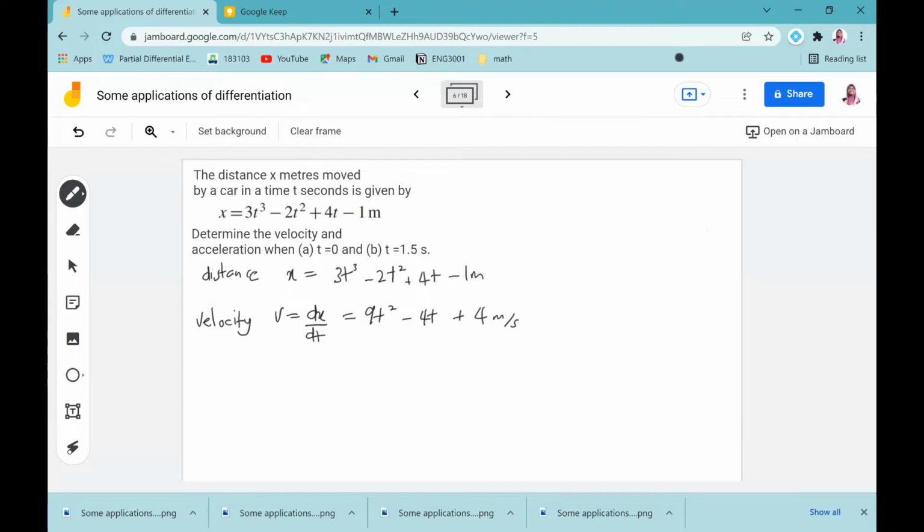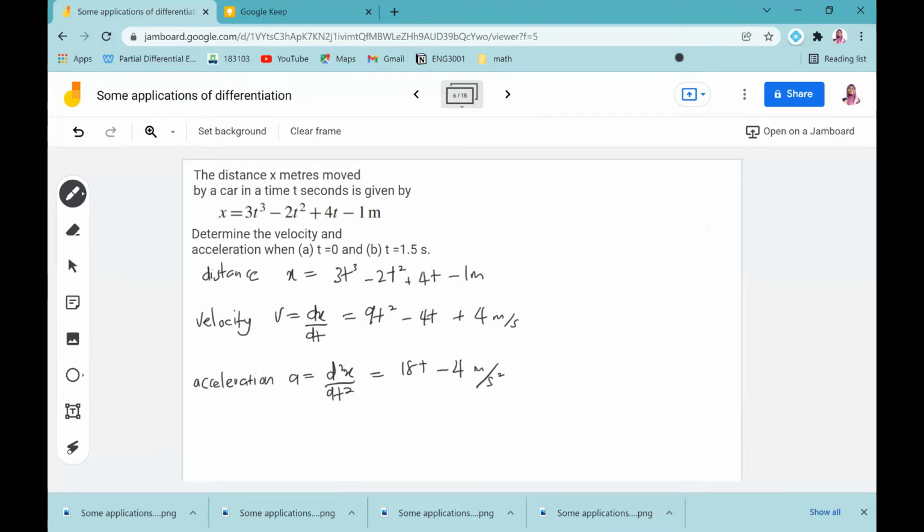And then for acceleration, which is a, we differentiate a second time, d2x over dt squared. So we have 18t minus 4 meter per second squared, because we differentiate over time a second time.